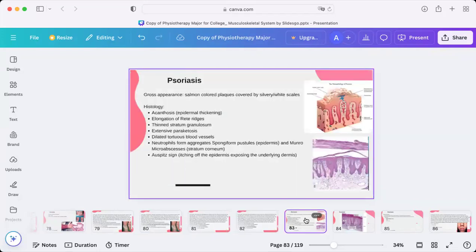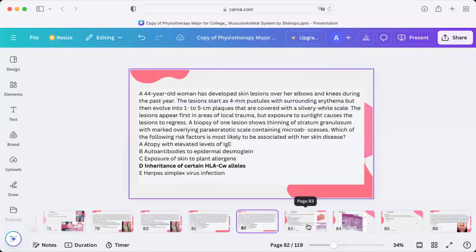So guys, our psoriasis, as we know, salmon-colored plaques covered by silvery and white scales. This is all of the histology. It's a lot. Please, guys, know it. The Auspitz sign, can anyone tell me what this is without looking? Good job, MSA development. Does anyone know the histological cause of the Auspitz sign, though?